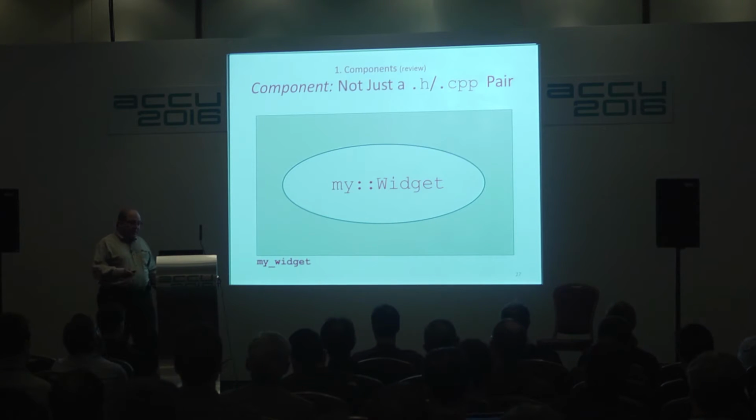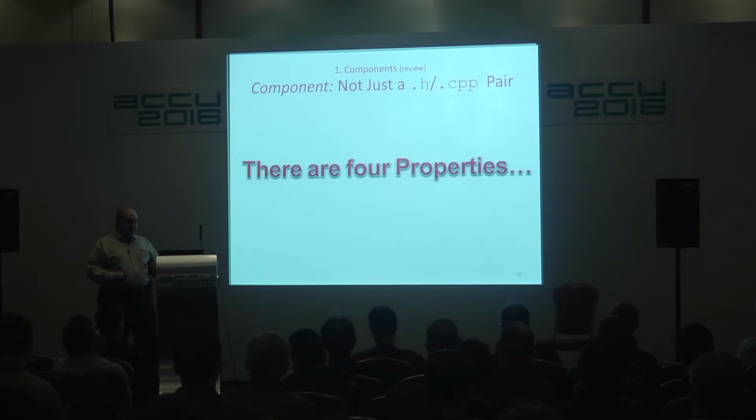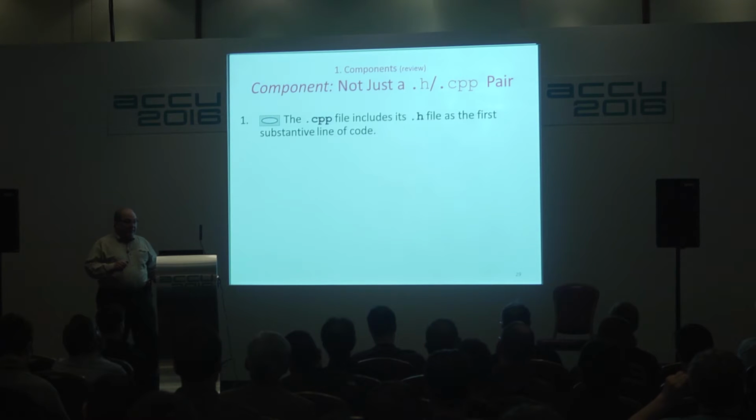All right. So a component is more than just a .h .cpp pair. It has certain properties. There are 4 properties that it must have to be a proper component. And the first one is that the CPP file includes its H file as the first substantive line of code. Now, this is a very important property. It's the first property. Why is it, do you think, that we want to include the H file as the first substantive line of code in the corresponding CPP file?